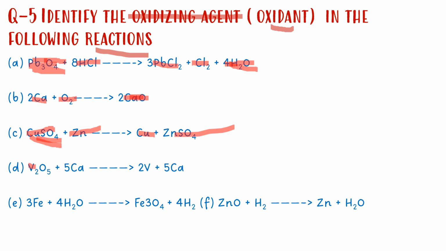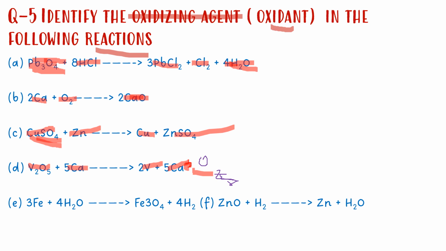The next reaction is V2O5 plus calcium. Calcium oxide is formed. Sorry, this is calcium oxide, CaO. Calcium oxide.